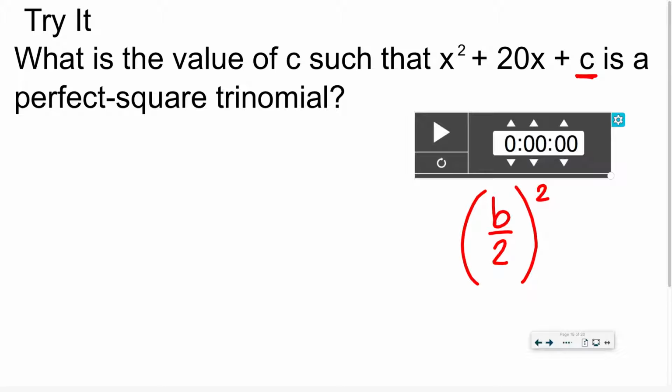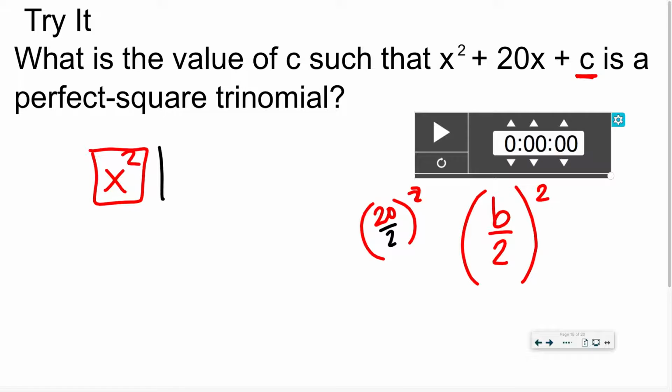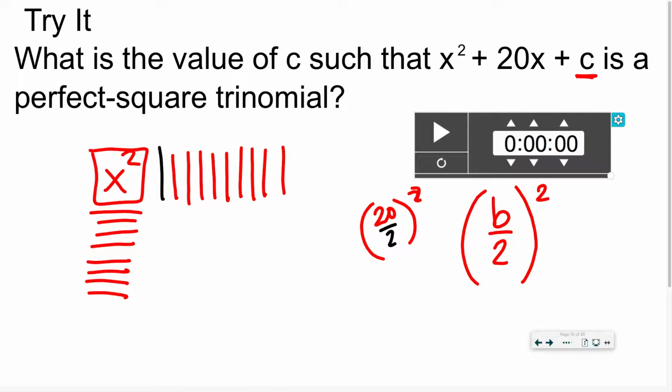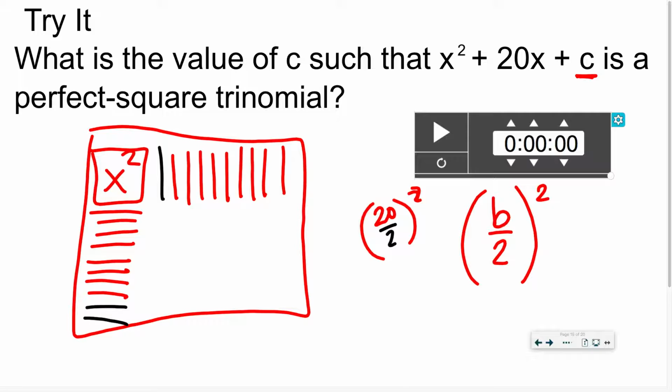David, what'd you get? 100. How'd you get 100? Because 20 divided by 2 equals 10, and 10 squared equals 100. Good. And again, if you needed to see this visually, you had the x squared. If you needed to break up 20, you would put 10 and then 10. And then what would actually have completed this square? It's a 10 by 10 grid. There would have been 100 constants. So you would have added in 100.